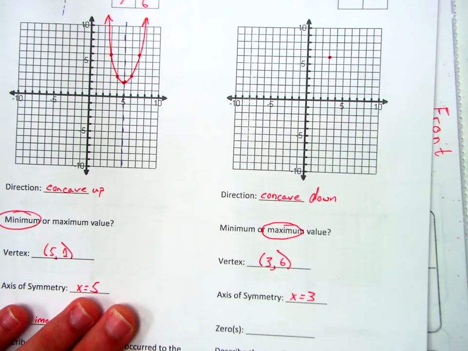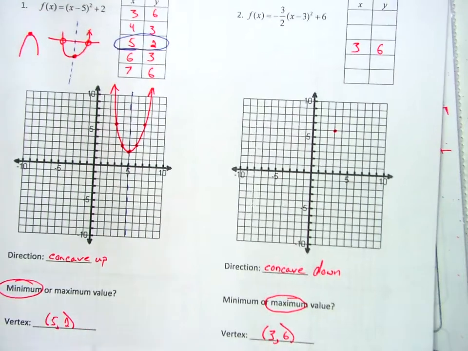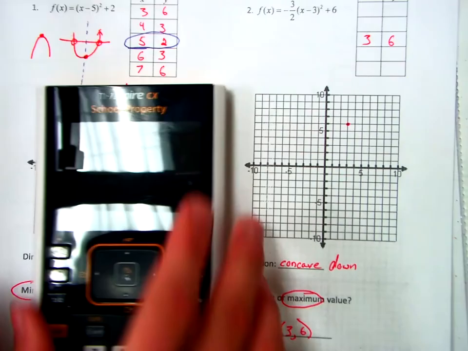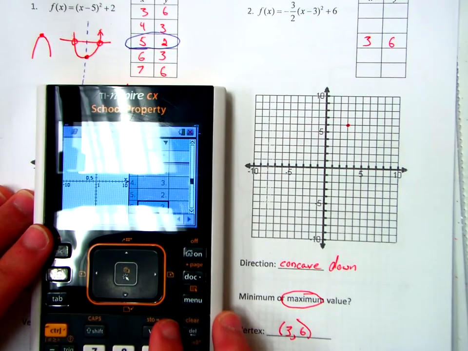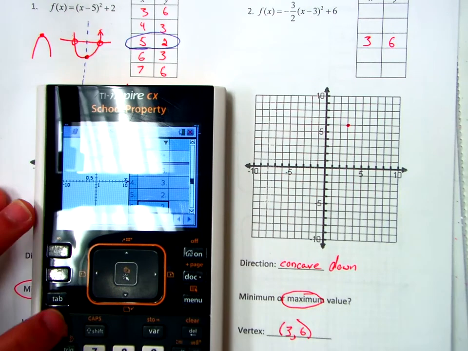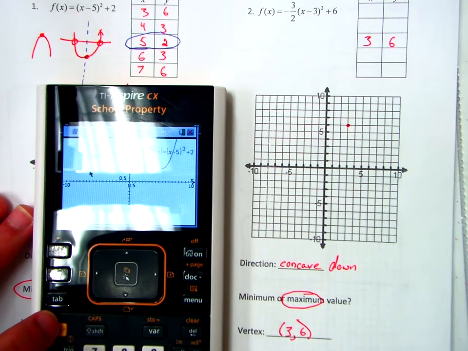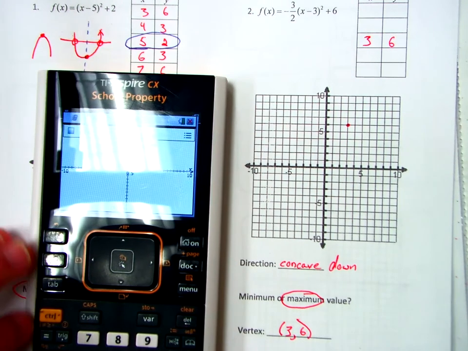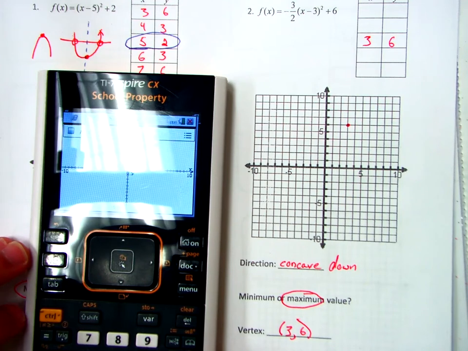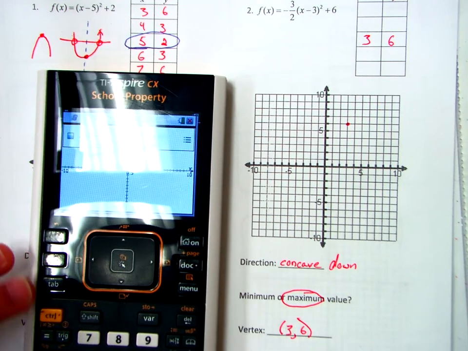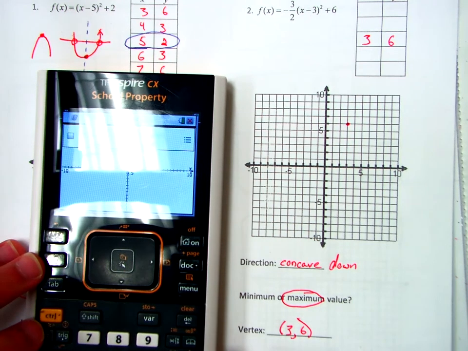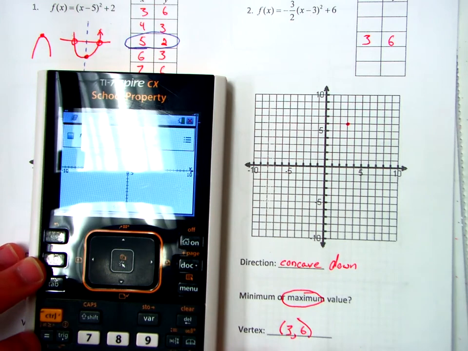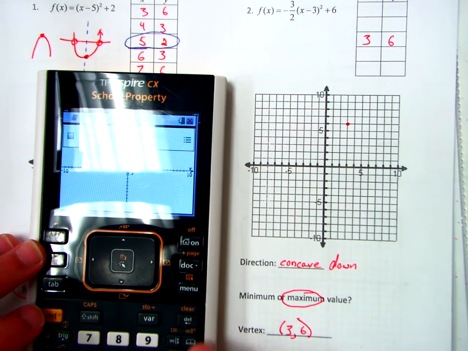Now, as far as the rest of graphing this thing and finding the zeros, I actually have to plug it into the calculator. So let's get out of the table, clear this out. Alright, so I'm going to have negative 3/2 times x minus 3 squared plus 6.